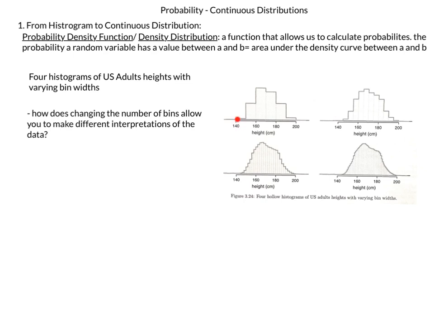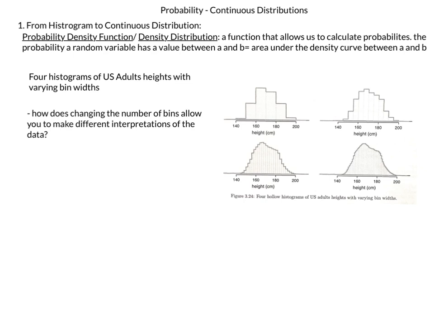So in other words, the fact here that the bins are 5 centimeters wide? No, 10 centimeters wide, because it's 140 to 150, 150 to 160, 160 to 170, 170 to 180, 180 to 190, and then to 200. So each bin is 10 centimeters wide. Here, they're 5 centimeters wide because we're going from 140 to 145 to 150 to 155 to 160, 165, 170, 175, 180, etc. Here they're even smaller than 5 centimeters. My guess is they're 2.5, and here they're probably closer to 1.